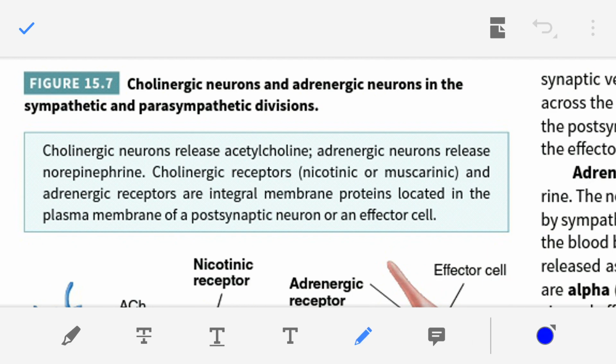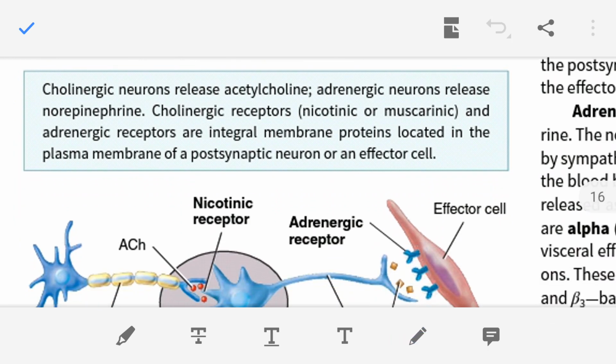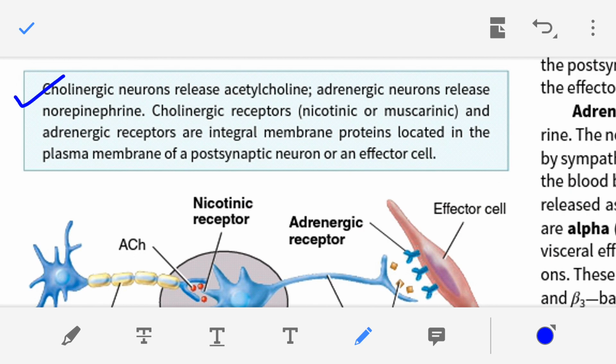See, cholinergic neurons and adrenergic neurons. Cholinergic neurons are in the sympathetic and parasympathetic divisions. Now what is this? When we say cholinergic neuron, it releases acetylcholine as its neurotransmitter, and adrenergic neurons release norepinephrine, NE, as their neurotransmitter.